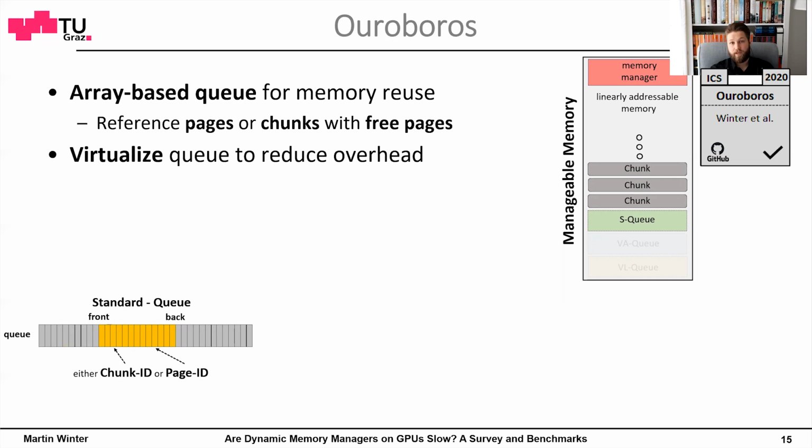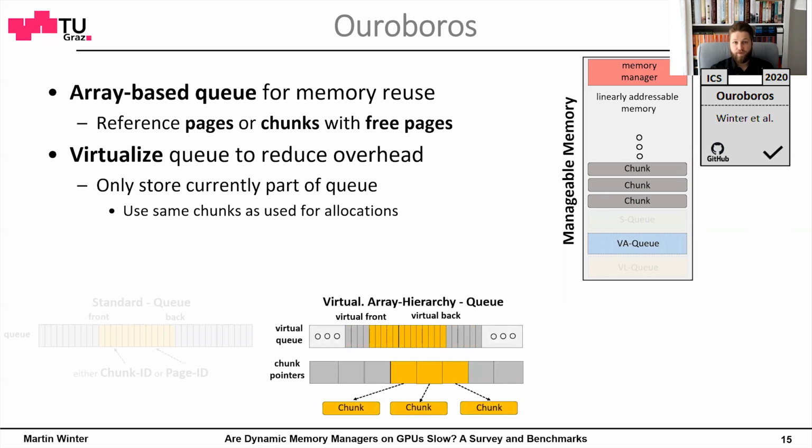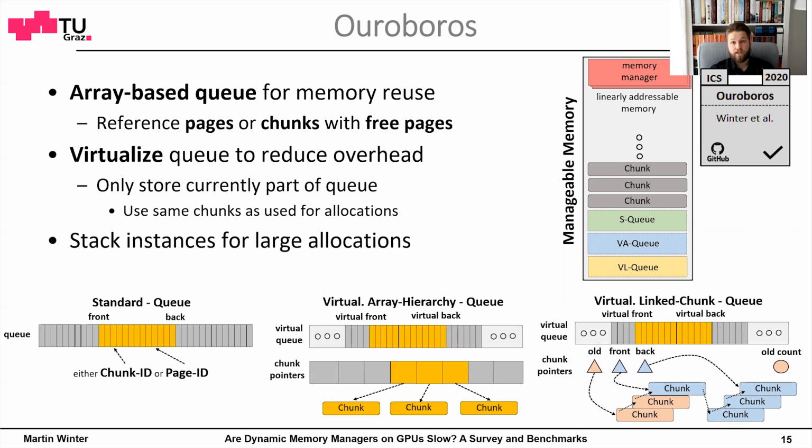Since these queues have to be potentially quite large, they introduced two variants to virtualize them, to reduce the overhead and only store the currently required part of the queue on the same chunks which are used for the allocations themselves. The first variant uses a smaller chunk pointer array to reference these queue chunks, while the second only requires a front and a back pointer and is represented as a linked list. Allocations larger than the chunk size can either be handled by stacking instances of Oroboros with larger chunk sizes or by relaying to the CUDA allocator.